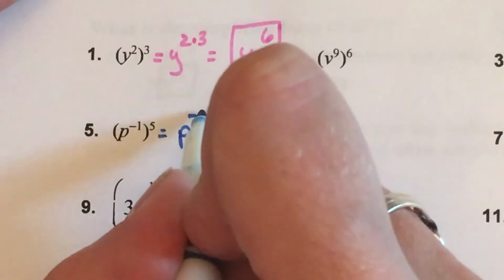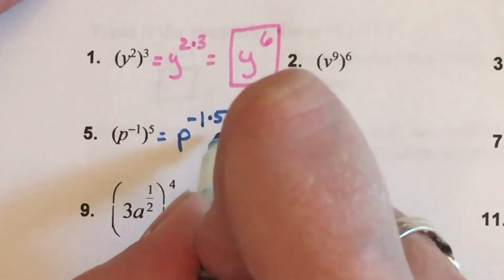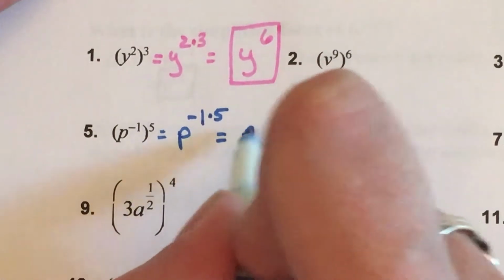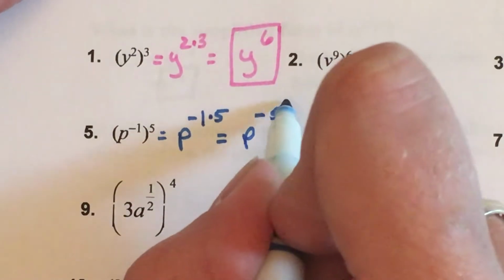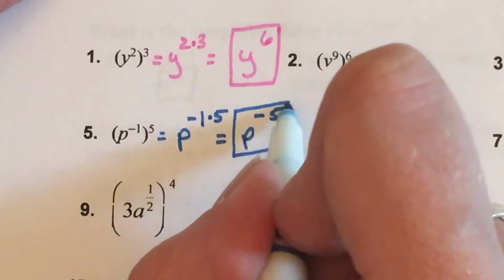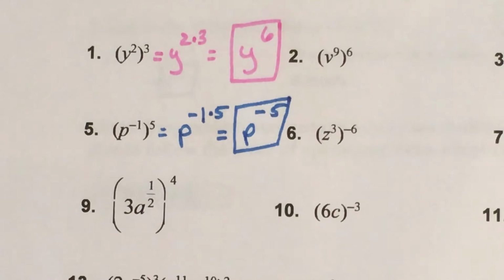Did you say p to the negative 1 times 5? What is a negative times a positive? Yeah, it's a negative. 1 times 5? 5. P to the negative 5. Done. Isn't that great?